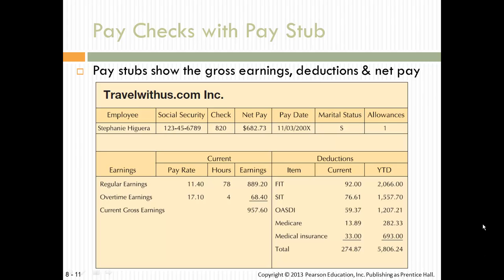Pay stubs show the gross earnings and all the deductions and net pay. Every company's pay stub looks different, but there is information that you have to report to the employee. So here they see their regular, their overtime, their gross earnings, and all their deductions. Legally, you must show that if you're preparing payroll.